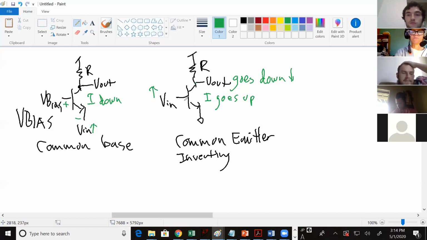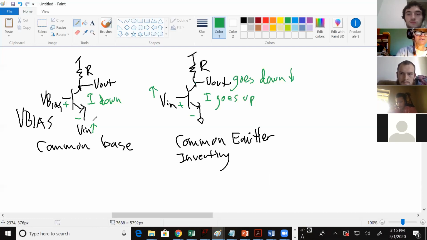So both of these circuits change VBE. One holds the emitter constant and changes the base. The other holds the base constant and changes the emitter. So they're really the same circuit. They're both changing VBE.